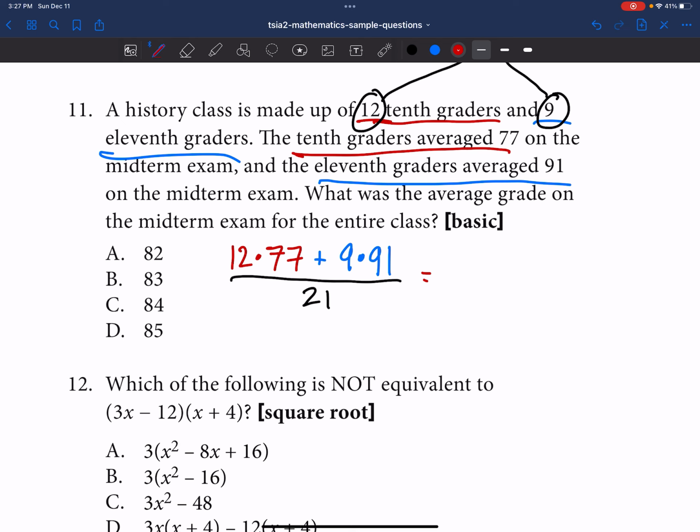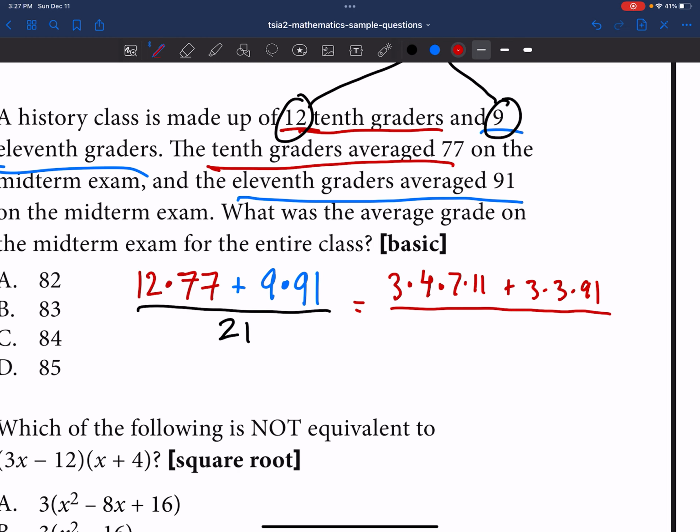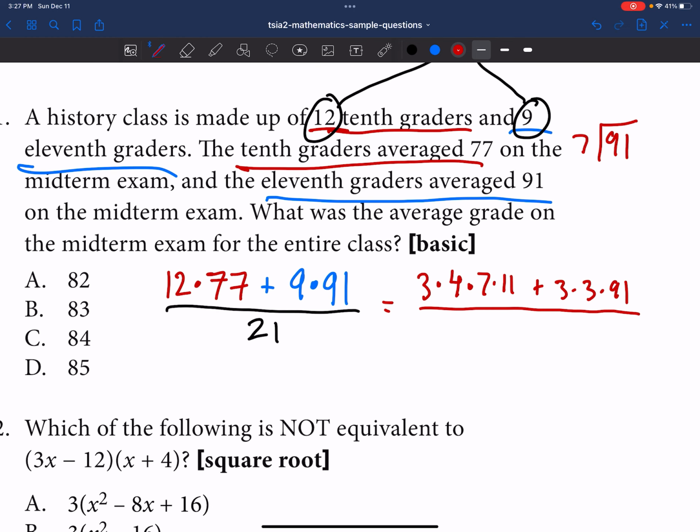12 is 3 times 4. So I know that this is 3 times 4 times, and 7 times 11 is 77. And then there's 9 times 91, so that's plus 3 times 3 times 91. So let's all divide this here. And actually, I just noticed something. 91, I think, is divisible by 7. Because if you do 1 here, you get a 7, and you minus, you get 21. That's 13. So actually, 91 could be split up into 7 times 13. So this is 21 down here.